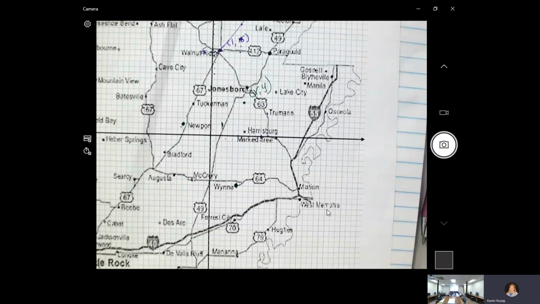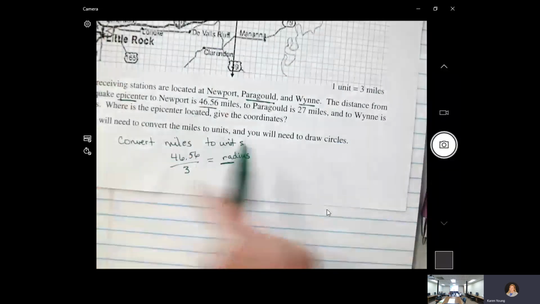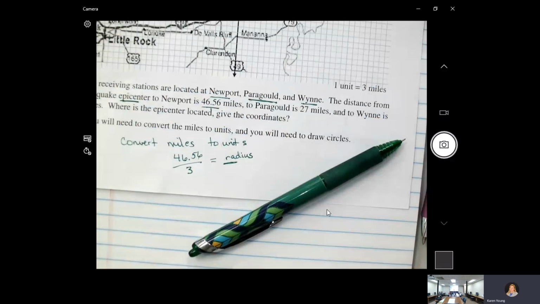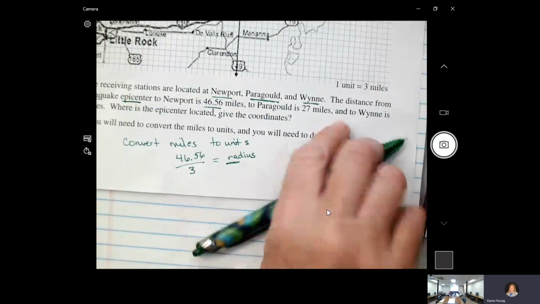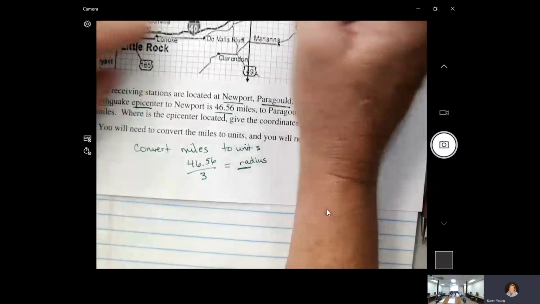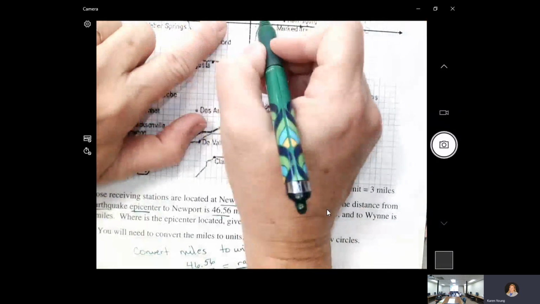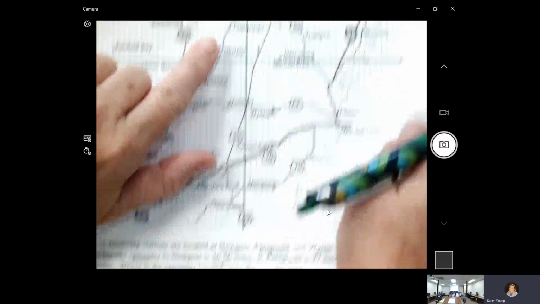Did it happen more closer to Paragould? So all these miles down below are given as the distance from the epicenter to the station. And what we're talking about with the circles, you're going to have to draw the circles. Like, when your radius, like back there in Newport. So Newport, your radius is here. When you line up, it's supposed to see.